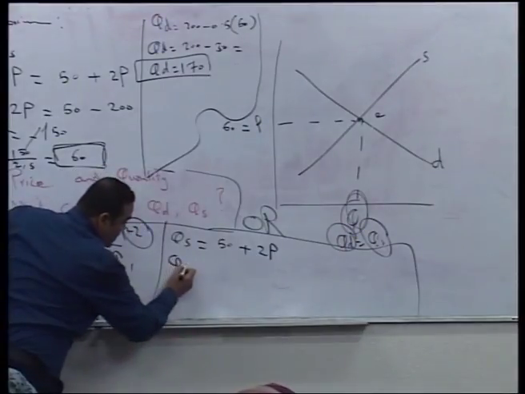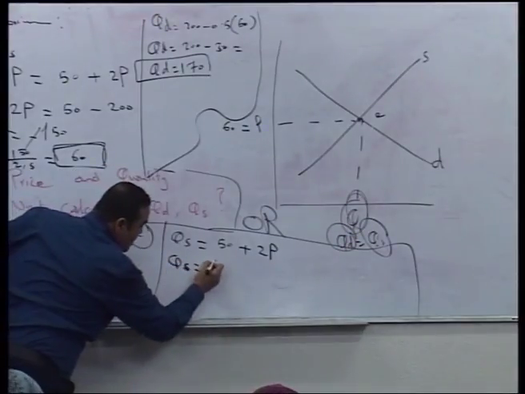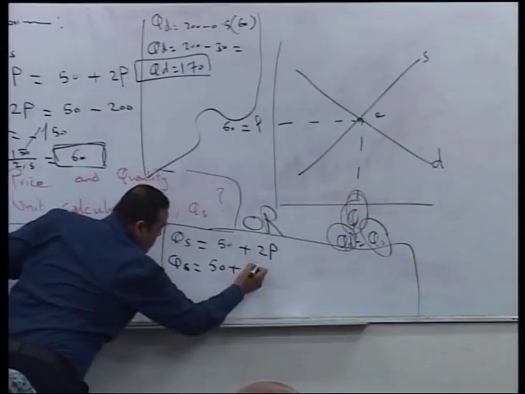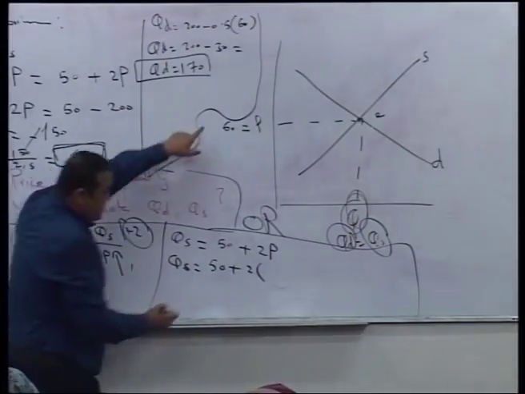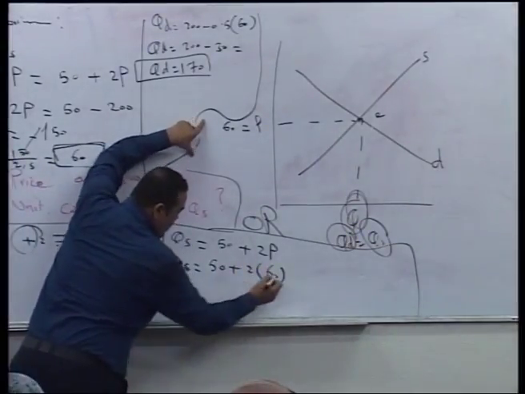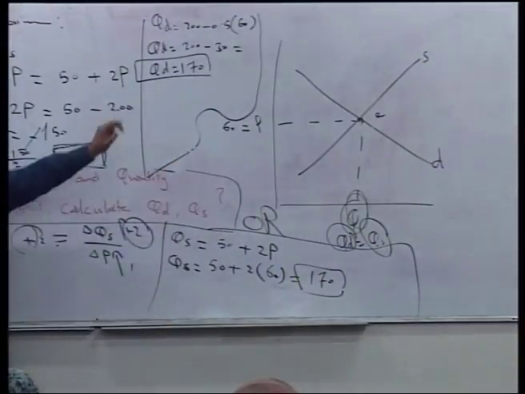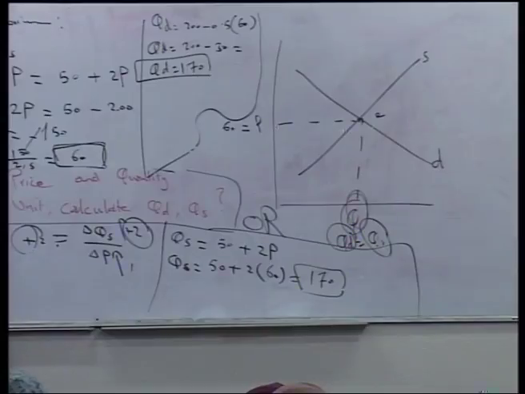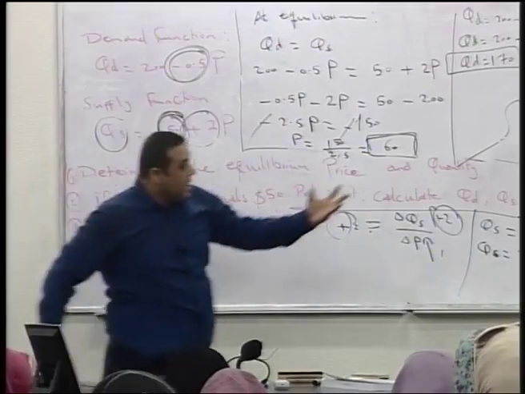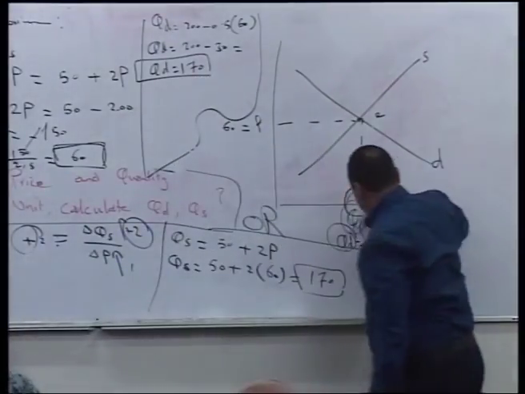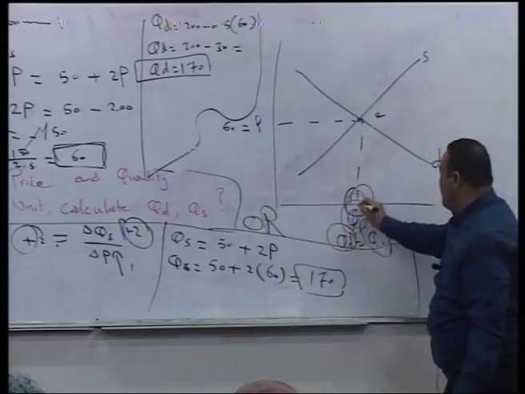So QS equals 50 plus 2 times the price 60, equals 170. That's it. The same result here. All right? So the equilibrium quantity here is how much? 170.